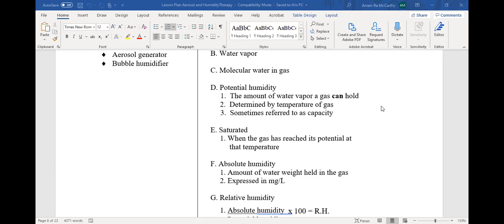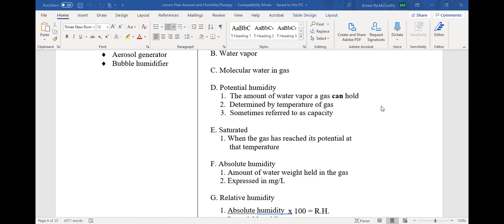When the gas has reached its potential, that's considered to be saturated. Saturated. Okay? So if it has the potential to hold 44 and it's holding 44, then it's saturated. If it has the potential to hold 20 and it's holding 20, then it's saturated. Okay? Because it only had the potential to hold 20, so it's holding 20, so it's saturated. Okay? It's holding 100% of what it can hold.